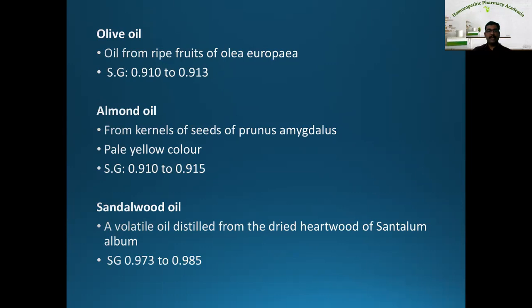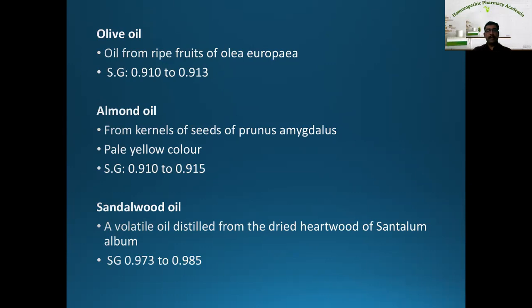Now, the next one is almond oil. Almond oil is prepared from the kernels of the seed of Prunus amygdalus, almond. It is obtained by steam distillation of macerated seed. That is the method of preparation. And it contains benzaldehyde, olein, linolin.